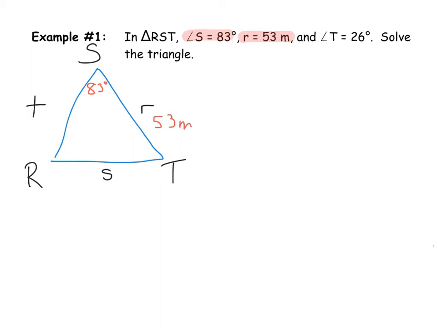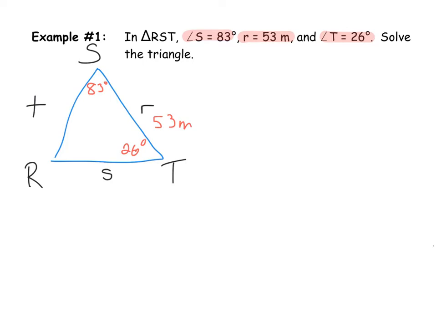And angle T is 26 degrees. Well, I haven't drawn the best diagram here, folks, but it is what it is. I'm still going to be able to use this to solve the problem. So here's my 26 degrees, obviously not very much, not to scale. All right, so now it's asking me to solve for this triangle.